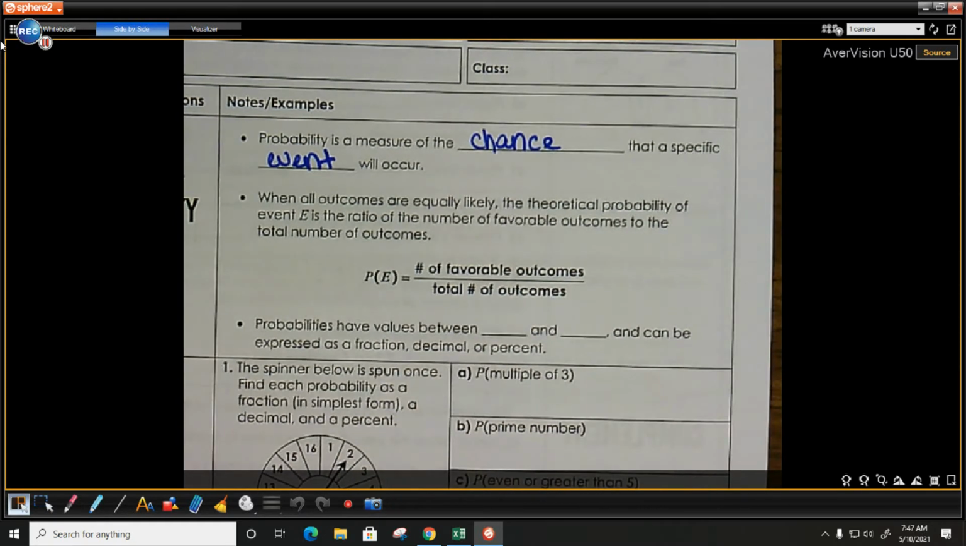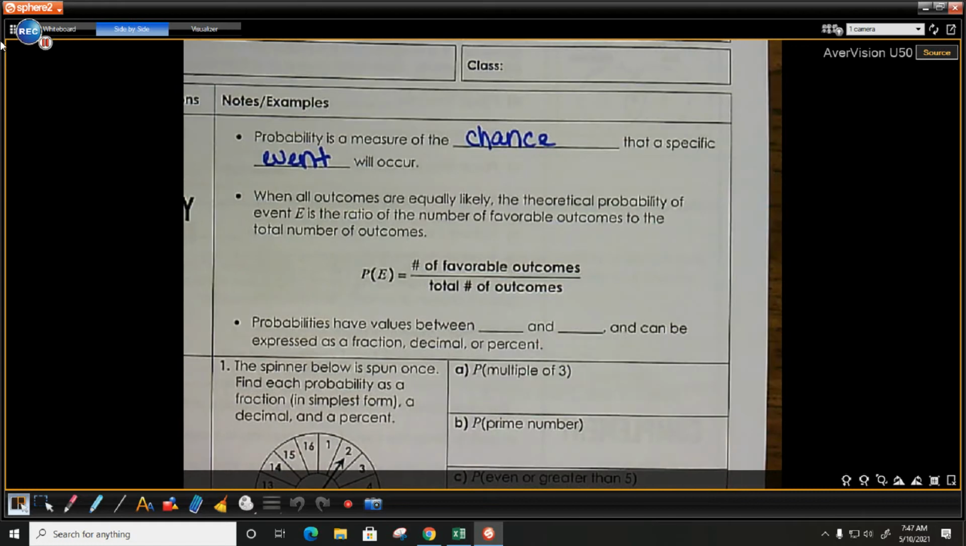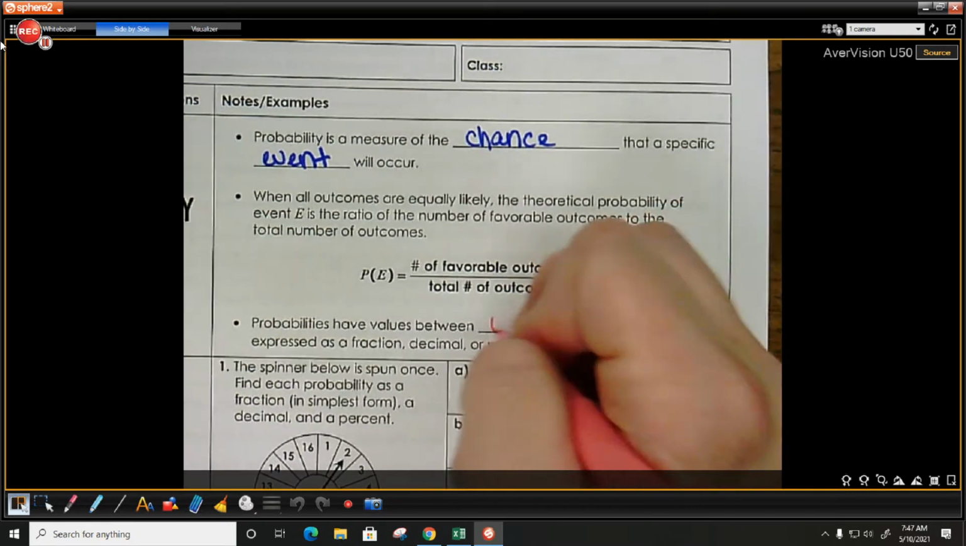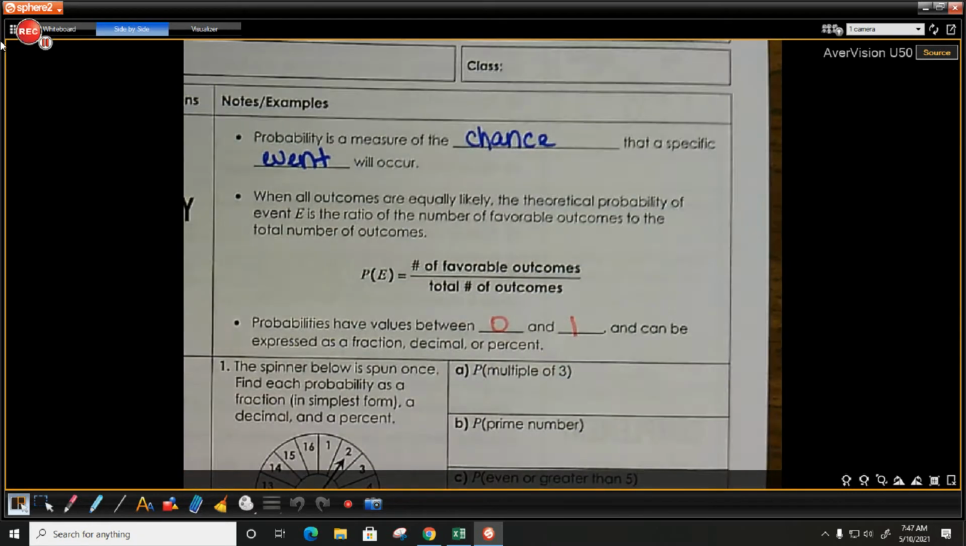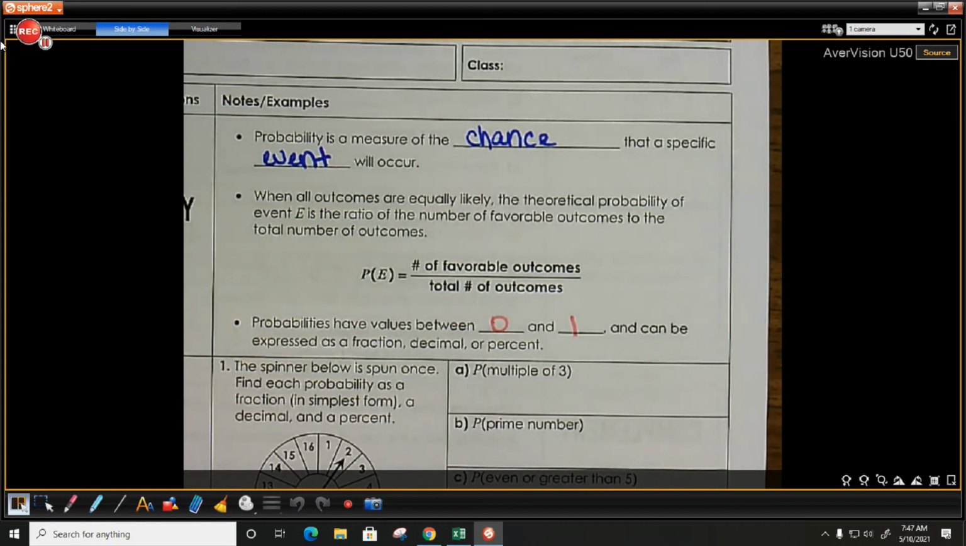Okay? Probabilities have values between 0 and 1, and they can be expressed as a fraction, decimal, or a percent. Okay?